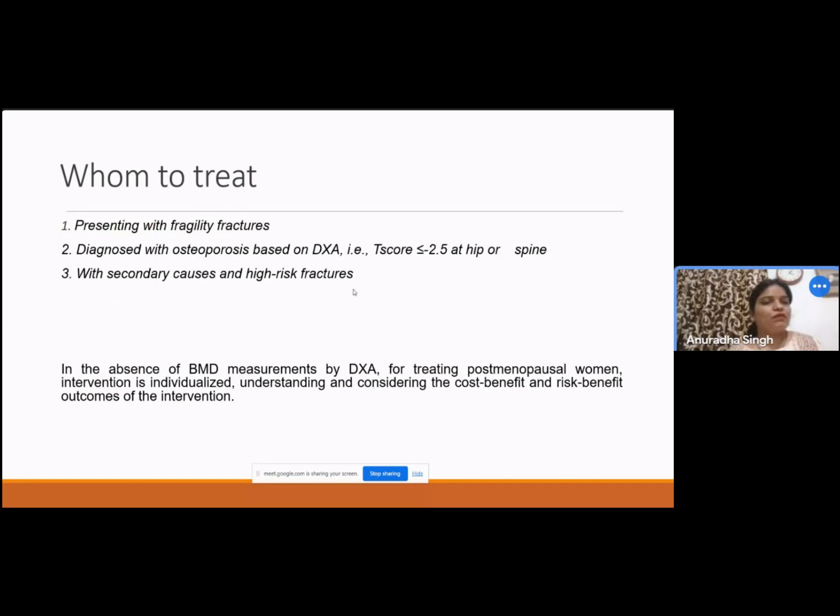The women, of course, presenting with fractures, women with low DEXA scores, and women with secondary causes and certain high risk fractures. Otherwise, it is an individual and a case based approach whom we need to treat.